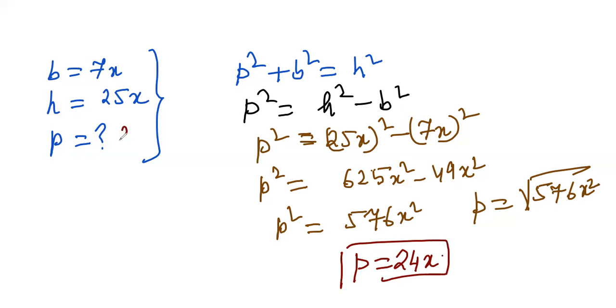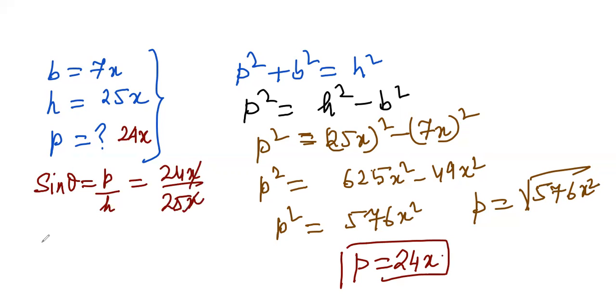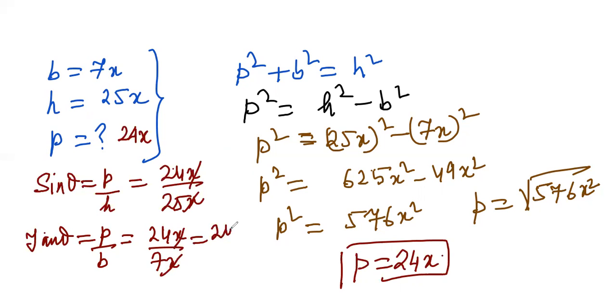So you have got all the values that are required. Now I can easily find out the trigonometric ratios. Sine theta, the first trigonometric ratio, is perpendicular by hypotenuse. So 24x by 25x. So that comes to 24 upon 25. Then comes tan theta equal to perpendicular by base. Perpendicular is 24x and base is 7x. So x cancels, and your answer becomes 24 upon 7.